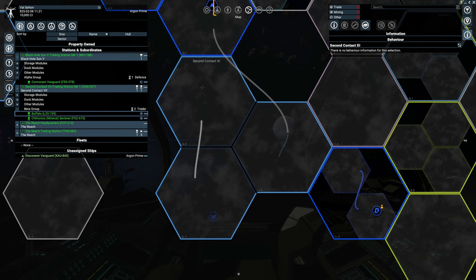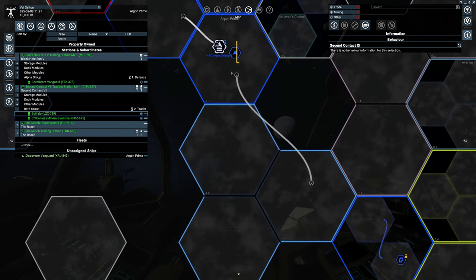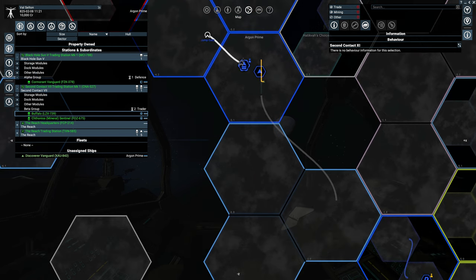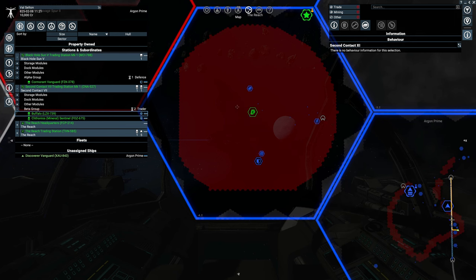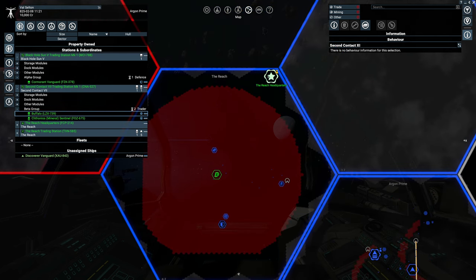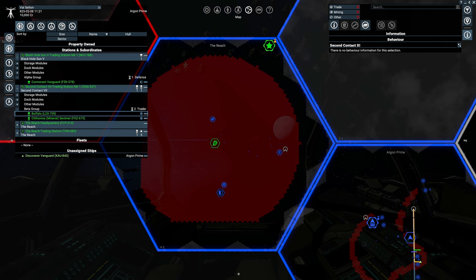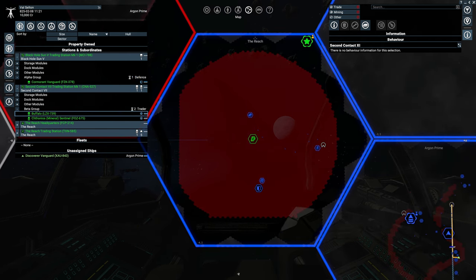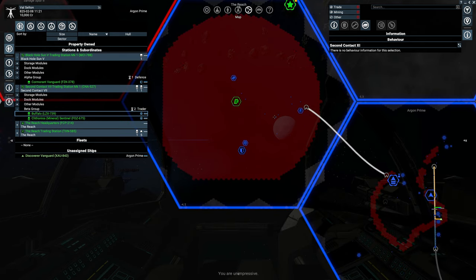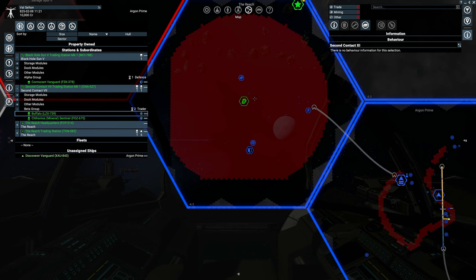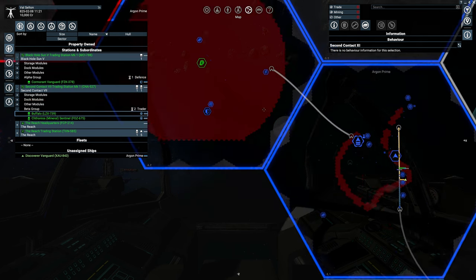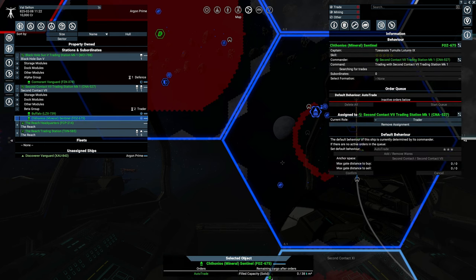So now I'm thinking to myself, well, hold on a second. Where have I got my station? Second Contact VII, Argon Prime. I have already set up my mining station here. And you can ignore the headquarters because I've placed it in the Reach for now. Before anybody asks, the reason it's in the Reach is that this is a custom game start and I can choose where to place my HQ. So the only station I have that I'm using resources from is the Reach. Now I have a mining ship that can do trades.